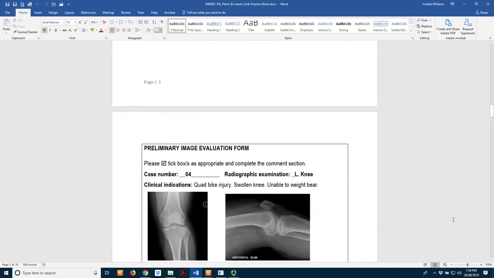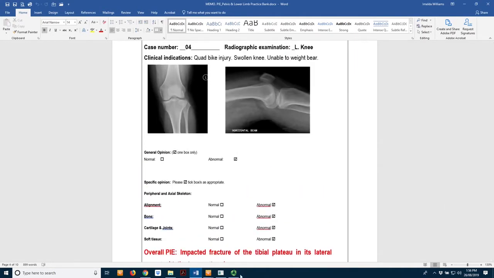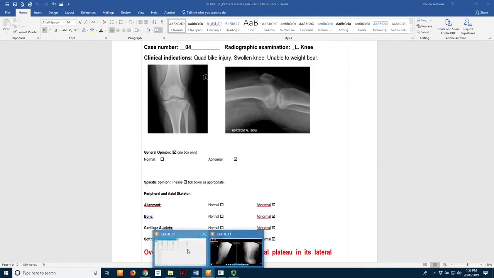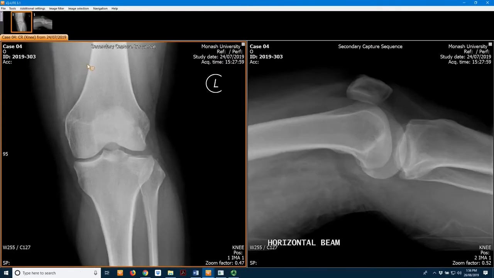Okay, so moving on to our case 4 then. For case 4, we have a patient who had a quad bike injury and has now presented with a very swollen knee and is unable to weight bear.